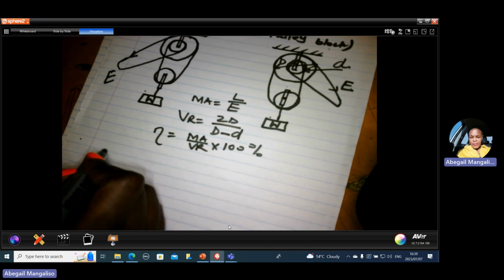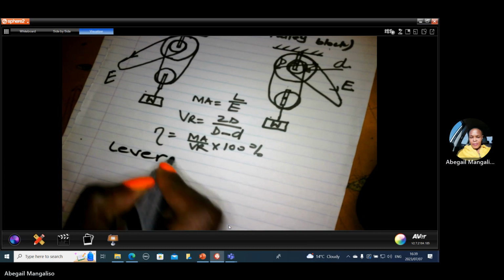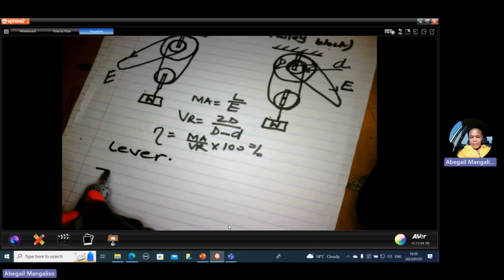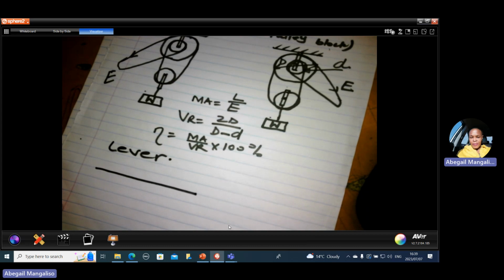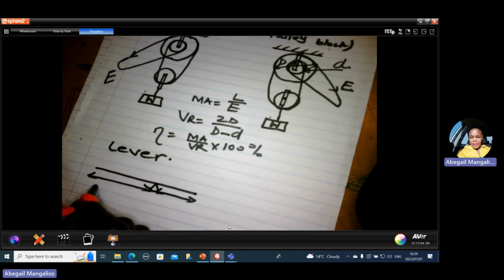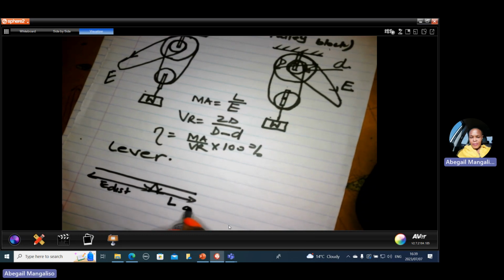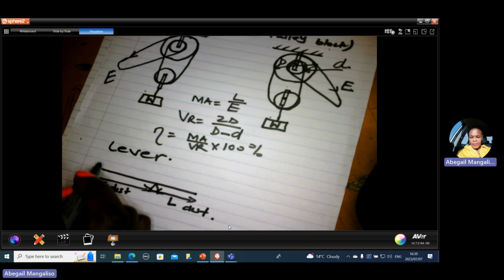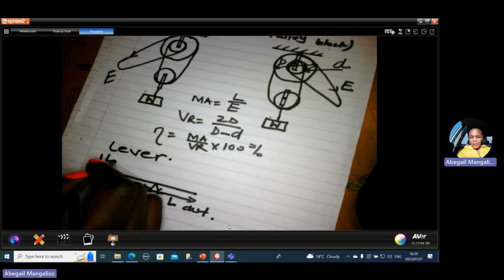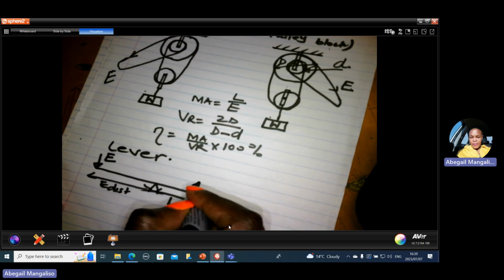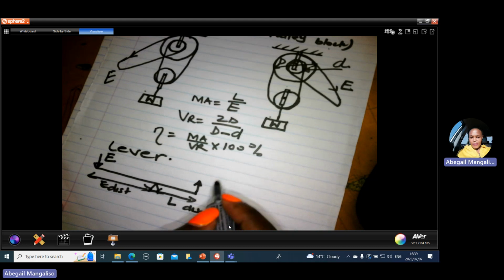Now let's look at a lever. A lever is a rigid bar that is resting on a pivot. So if this is the turning point of a lever, this distance is shorter than this distance. So the effort distance is always larger than the load distance. When effort is applied in this direction, the load will be moving in that direction. So this is a simple lifting machine.